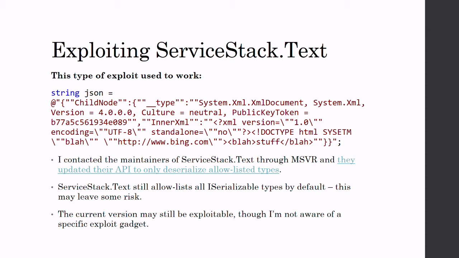I did contact the maintainers of ServiceStack.Text about this vulnerability through Microsoft Vulnerability Research. And they did update their API to try to prevent this. What they did was they added an additional allow list, which says that the only types that they'll create are the ones that you add to the list or the ones that they put there by default. The ones they put there by default, however, is every class that implements ISerializable in .NET, which is a ridiculous number of classes. I don't know a way to exploit this. I don't know if there isn't one.